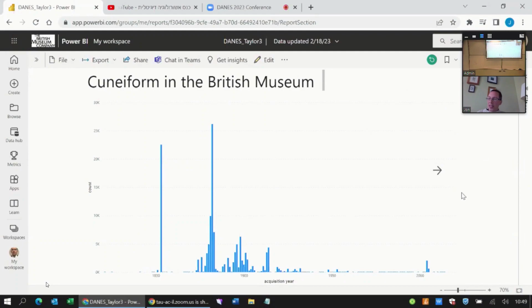So here it is. This is a first look at the big picture of the cuneiform part of the British Museum collection, and you see a very different profile. So here's the 1820s. There's no uptick. This is the Nineveh excavations. Here we see Sippar and Babylon, and of course that British archaeological bump doesn't exist in the 20th century.